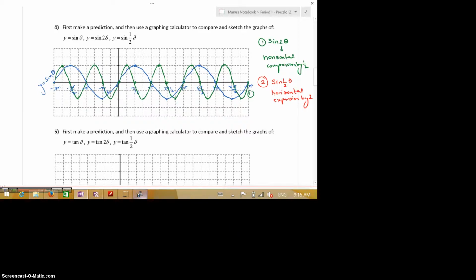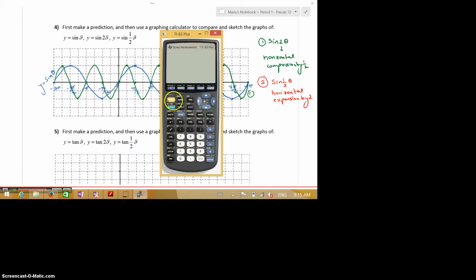Similarly, we can take a look at y equals sine 1/2 theta. We had said that 1/2 theta is going to be a horizontal expansion by 2. So if I compare that to the original one, here's the original one again. I'll clear the second one here. So here's the original. Here is y equals sine of 0.5x. You'll notice that it's sort of been stretched.